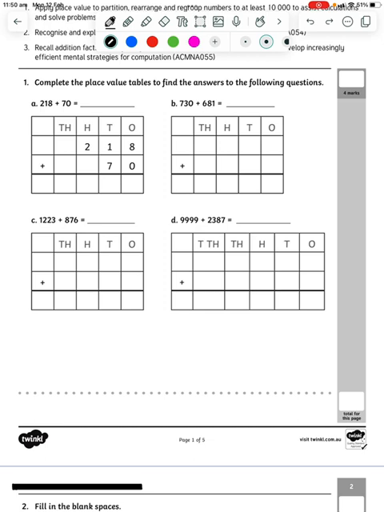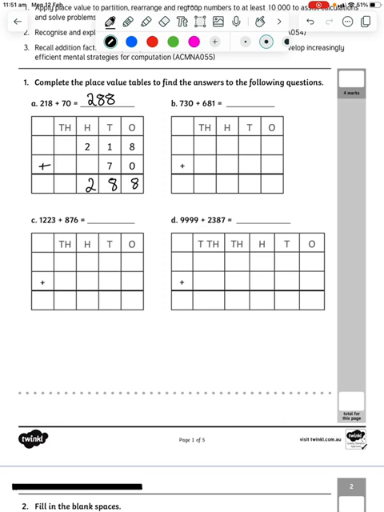So this first question is 218 plus 70. So the way we're going to set it out is 218 plus 70, and we're going to add each column up at a time. So 8 plus 0 is 8, 1 plus 7 is 8, and then it's just going to be 2. So our answer is 288.